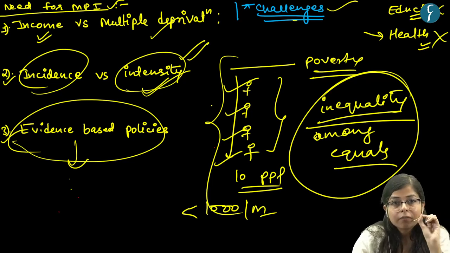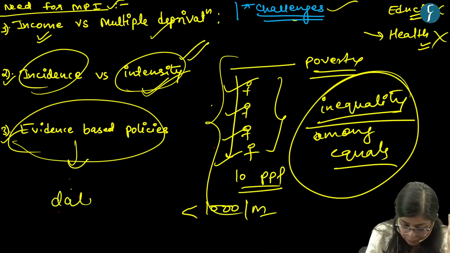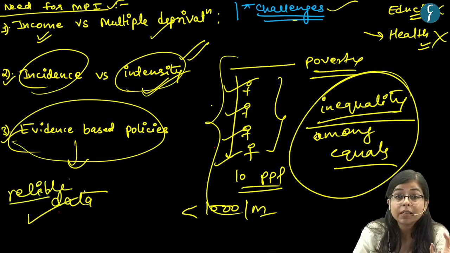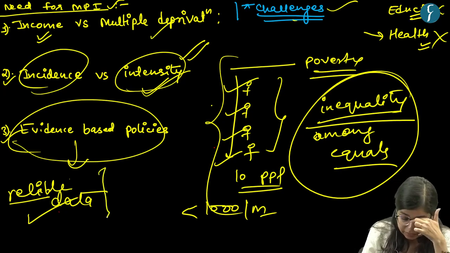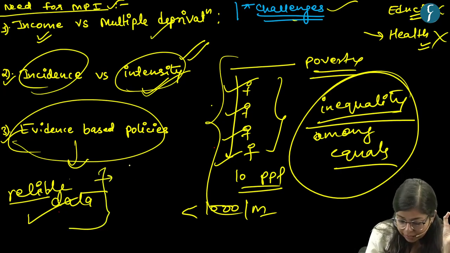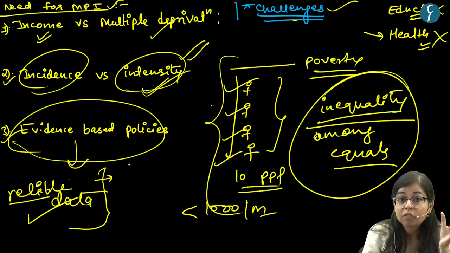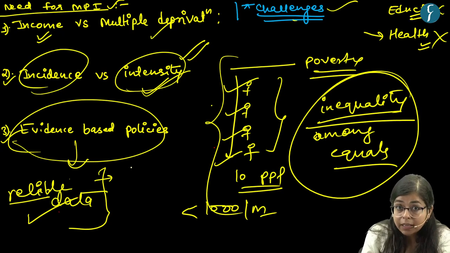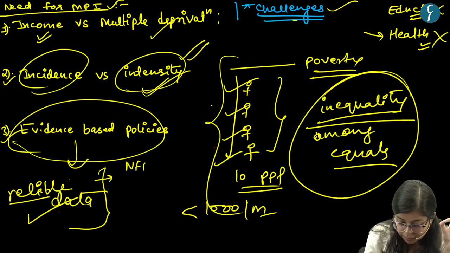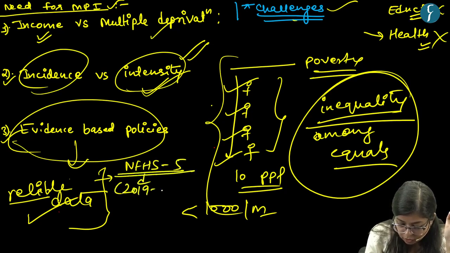So there would always be a question of data, and the reliability of data would always be a challenge, right? As in the article itself, it has been said that the data for the second National Multidimensional Poverty Index, which was released in July 2023, which we already discussed, has been sourced from the National Family Health Survey 5. This survey was done from the year 2019 to 2021.